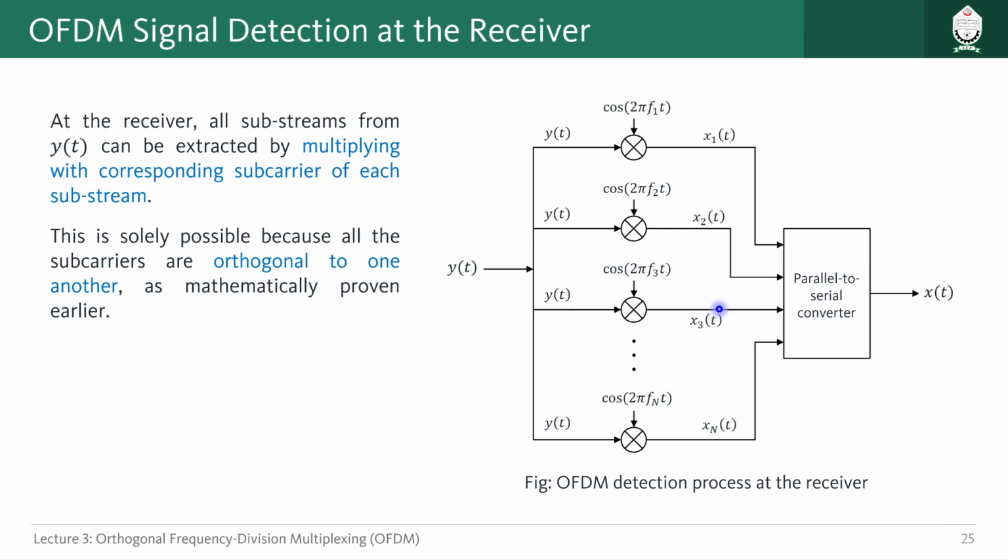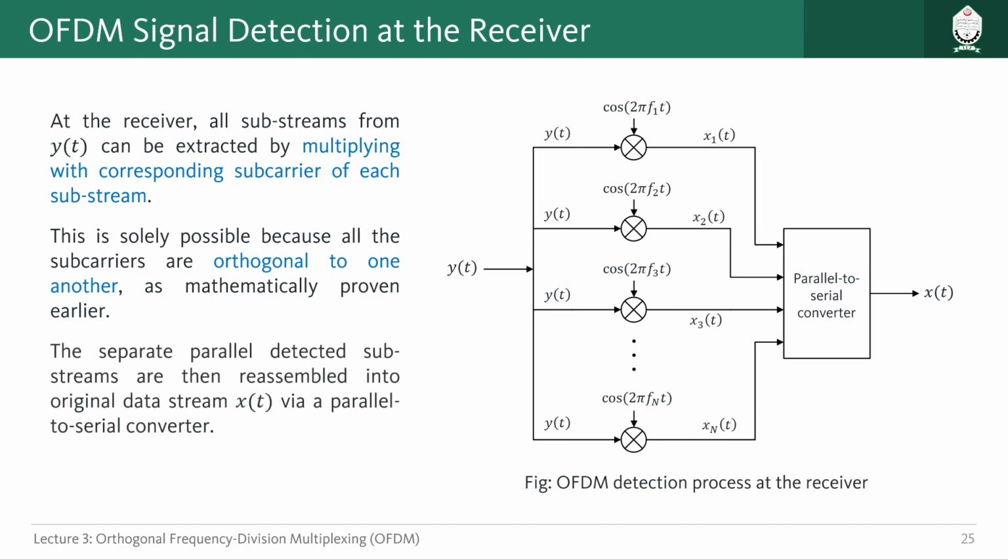And as a result, we get n different substreams which we generated earlier at the modulator, and using a parallel to serial converter, we just combine all of them and finally get our desired signal x of t.